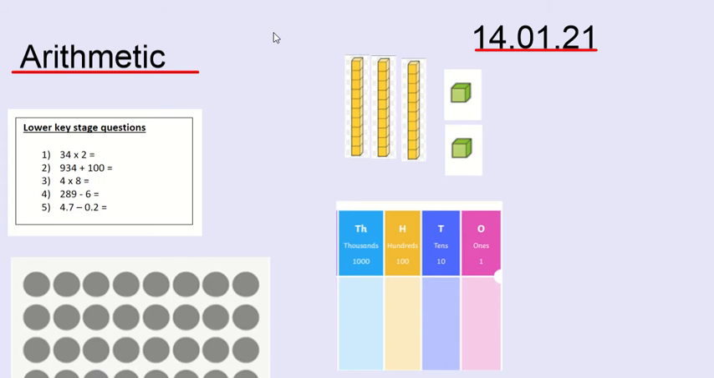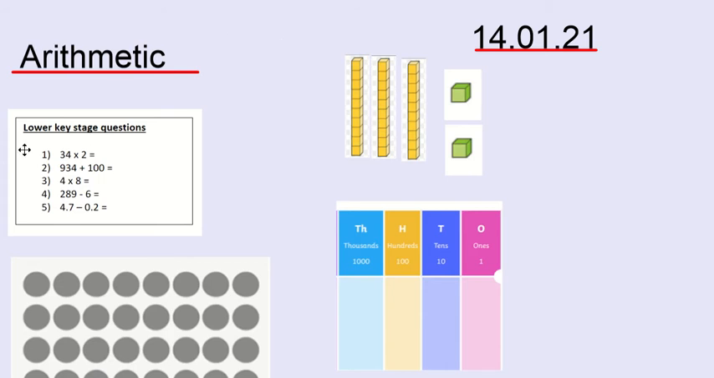Now we're all different learners and we will have all accessed something different today. So if you need to fast forward the video to the Year 5 and 6 questions, that's absolutely fine, okay? I trust you as learners to make a good decision about what's going to challenge you and what's going to stretch you. Okay, let's get started then.